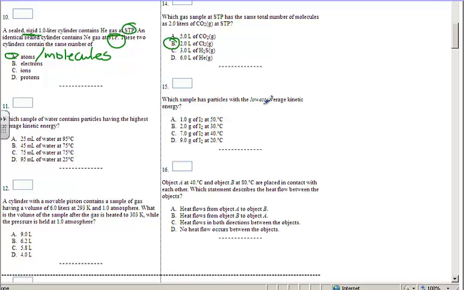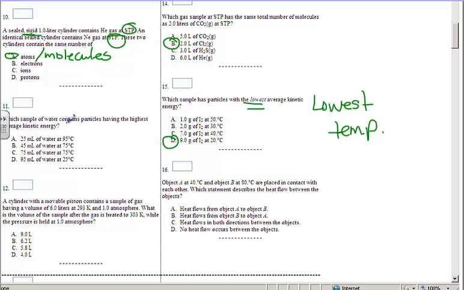Which sample has particles with the lowest average kinetic energy? That would be the lowest temperature. That's what you're looking for. So let's look here. I have 50, 30, 40, 20. The answer is D. It doesn't matter how much you have. That is going to change the amount of heat energy you have, but not the amount of kinetic energy.